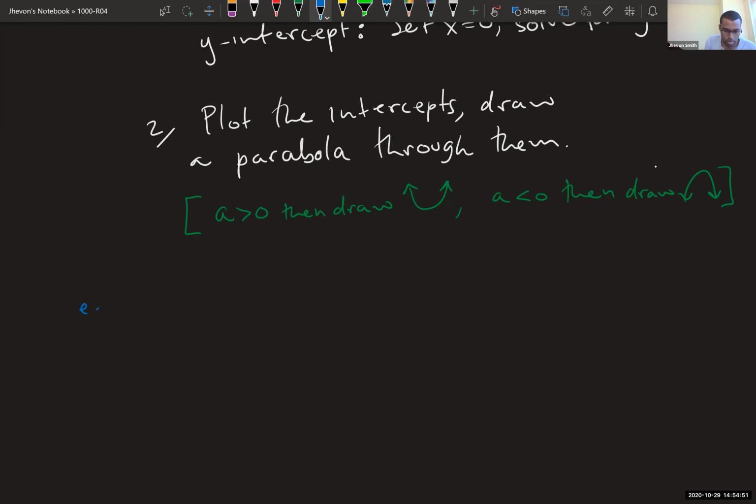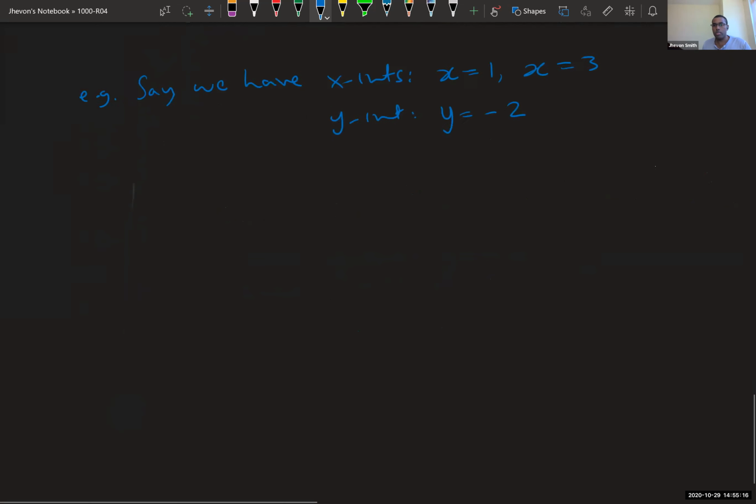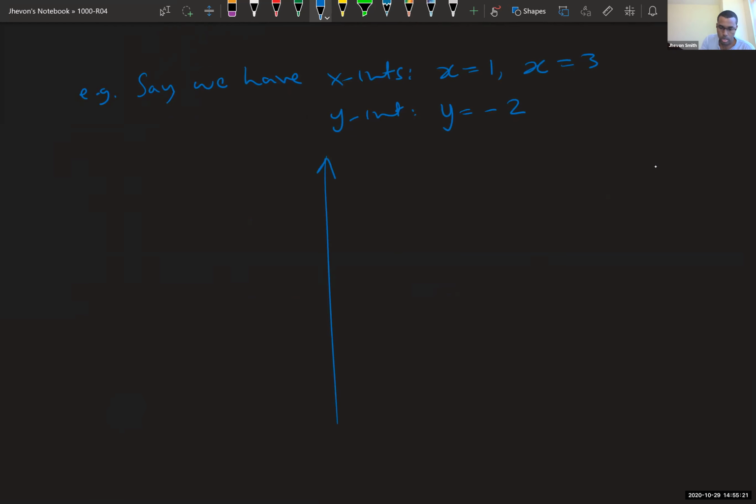So as an example, let's say we have X-intercepts. Let's say it's 1 and 3. And let's say we have Y-intercept, Y equals -2, whatever, right? So once I actually find those, which we now know how to do, I would just go, and I'd realize it would have to look like this, right?